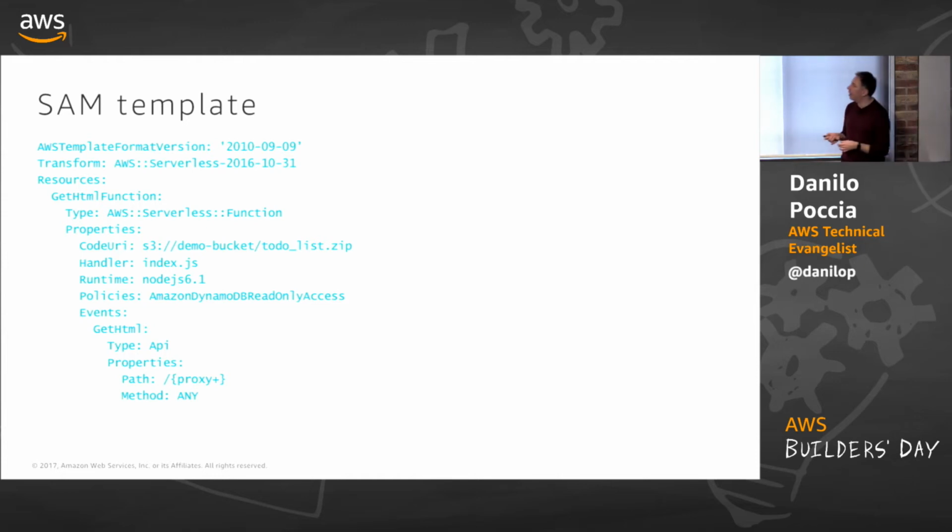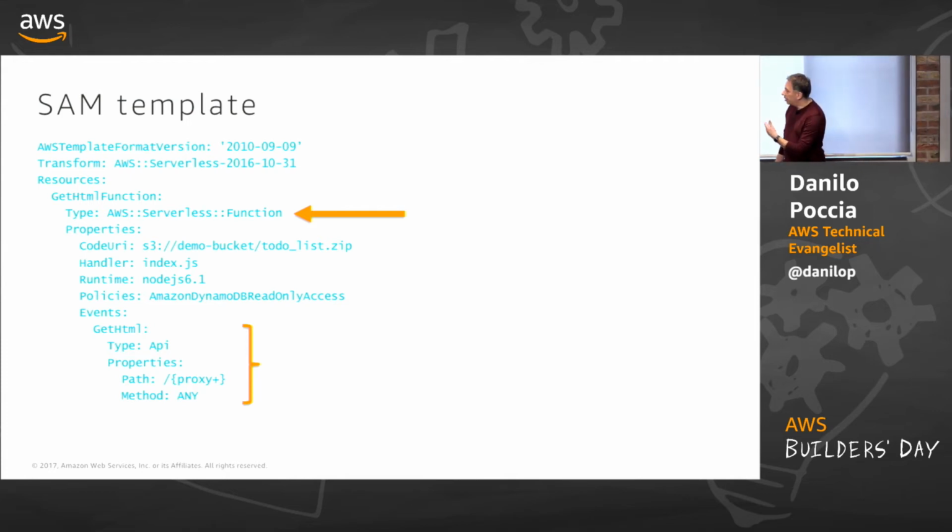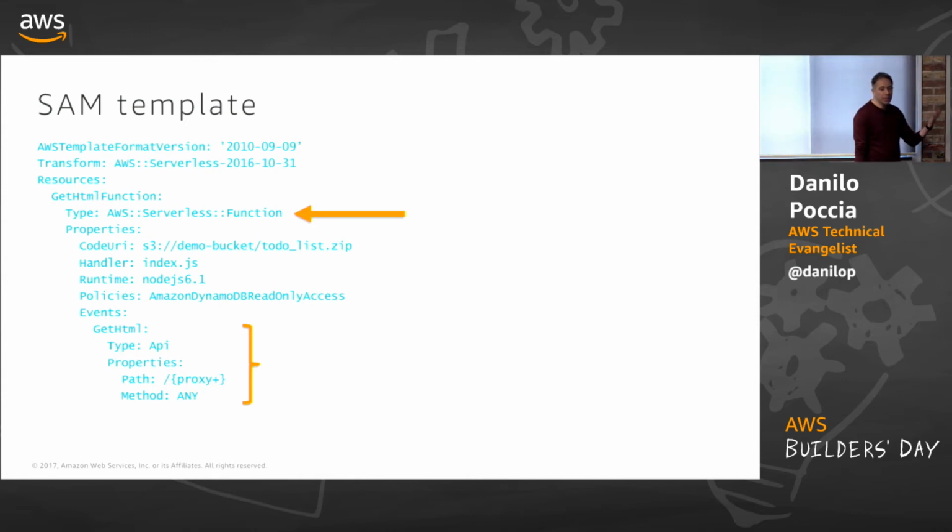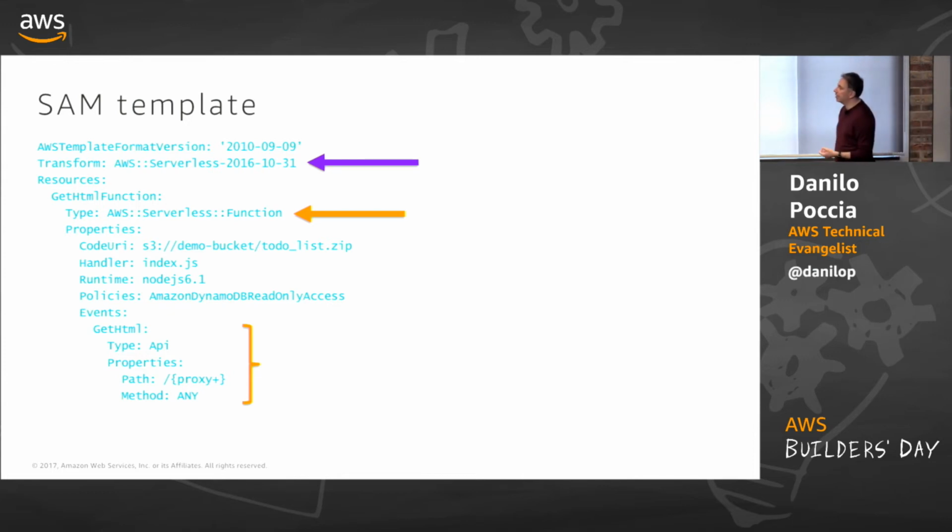This is an example of a SAM template. So here we define a function. This is a serverless function, so a Lambda function. We say that this function must be triggered as an API. And this is the default for using the API gateway. And then the transform line is the line that tells CloudFormation that this is not a normal template, but is a SAM template. So it must apply the extension that comes with SAM and serverless.